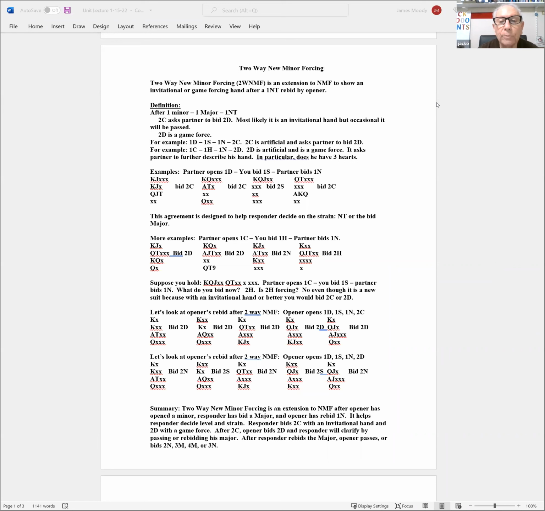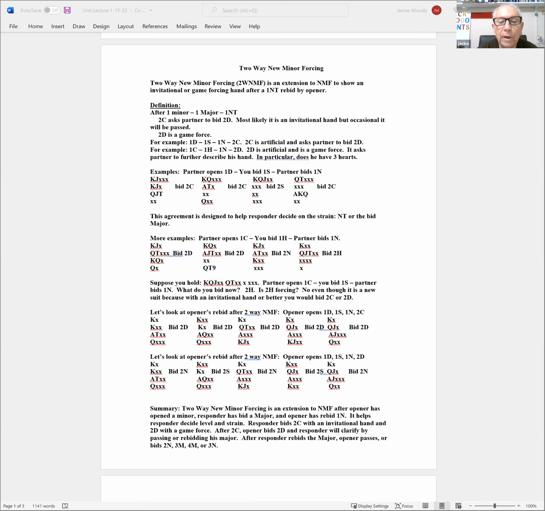After a club, a heart, a no trump, two diamonds is an artificial game force. Ask partner to further describe his hand. In particular, does he have three hearts? Or does he have four of the other major, or whatever? So I particularly like this. If you're not going to play XYZ, I particularly like this extension because it allows you at a very low level to put a game force on and do some exploration.